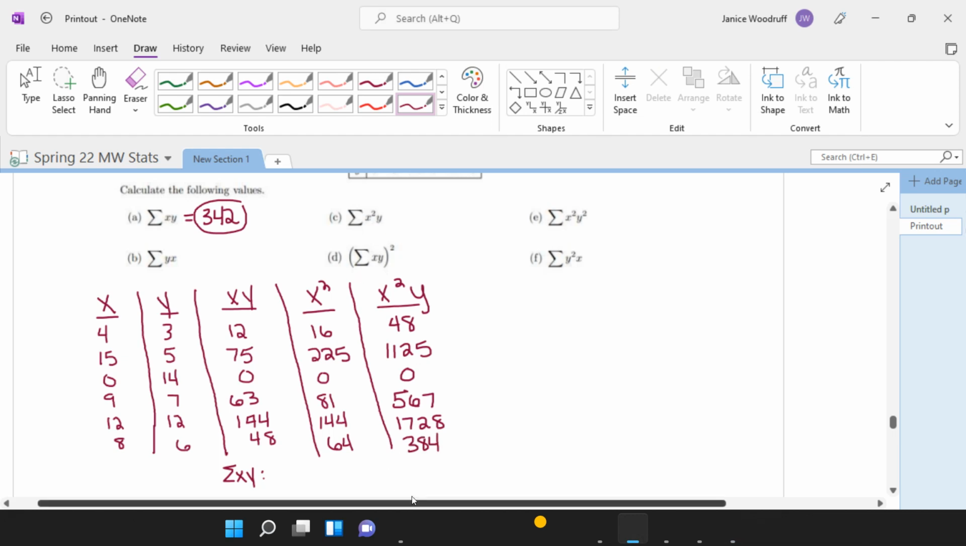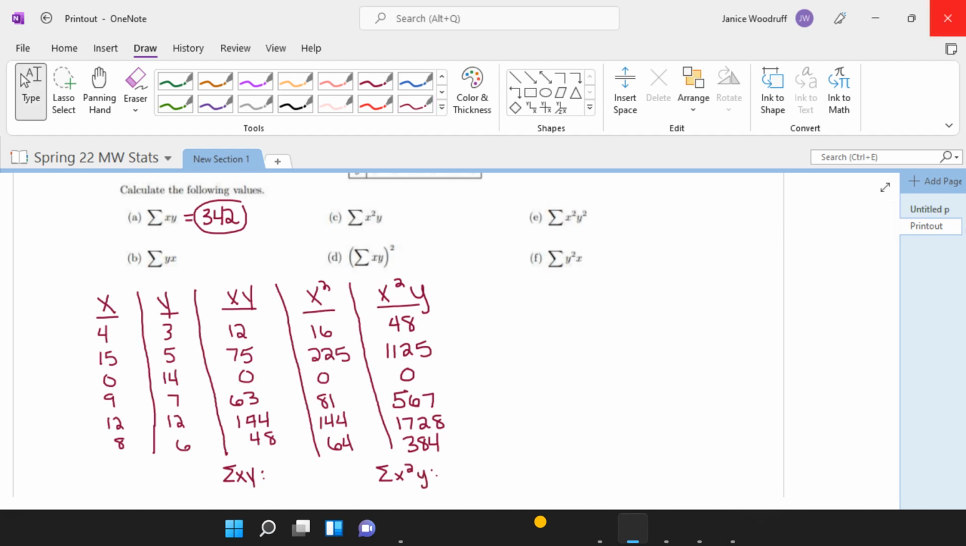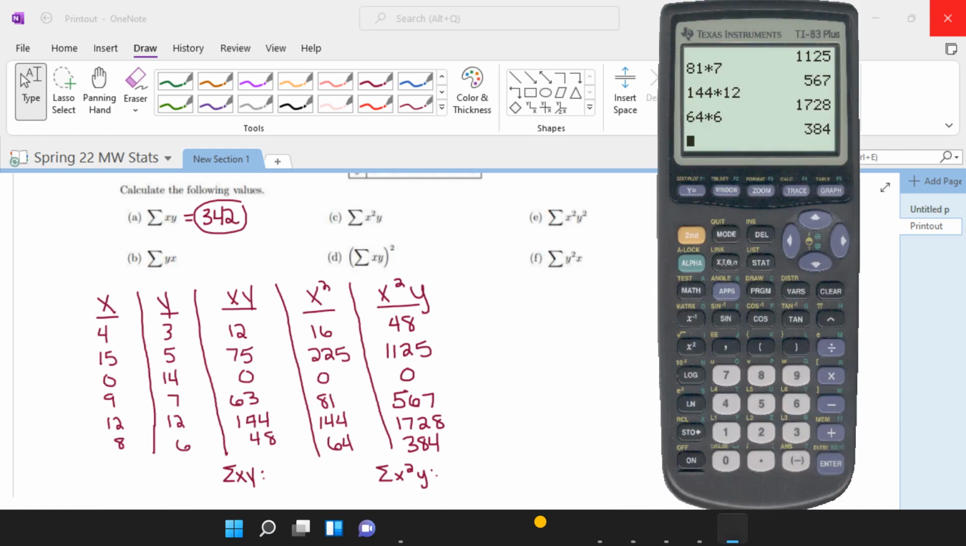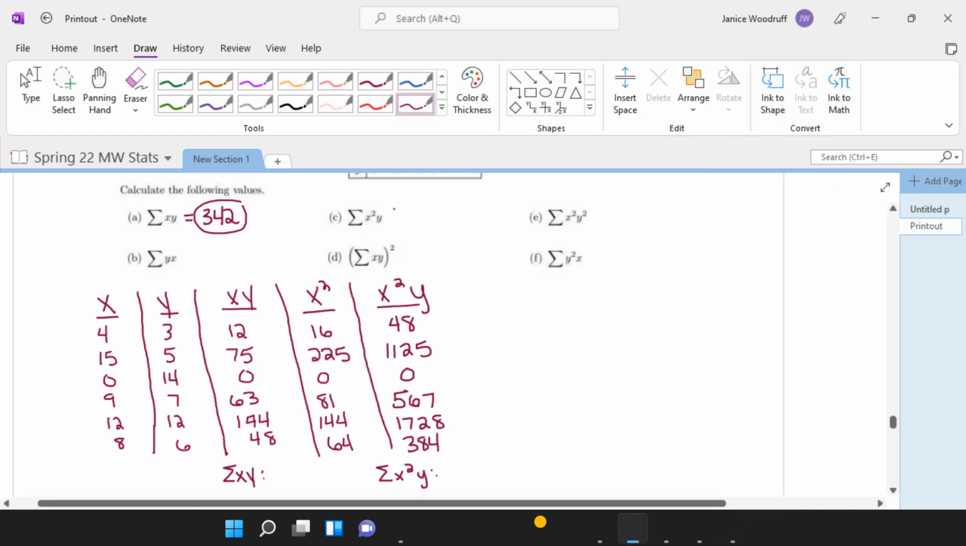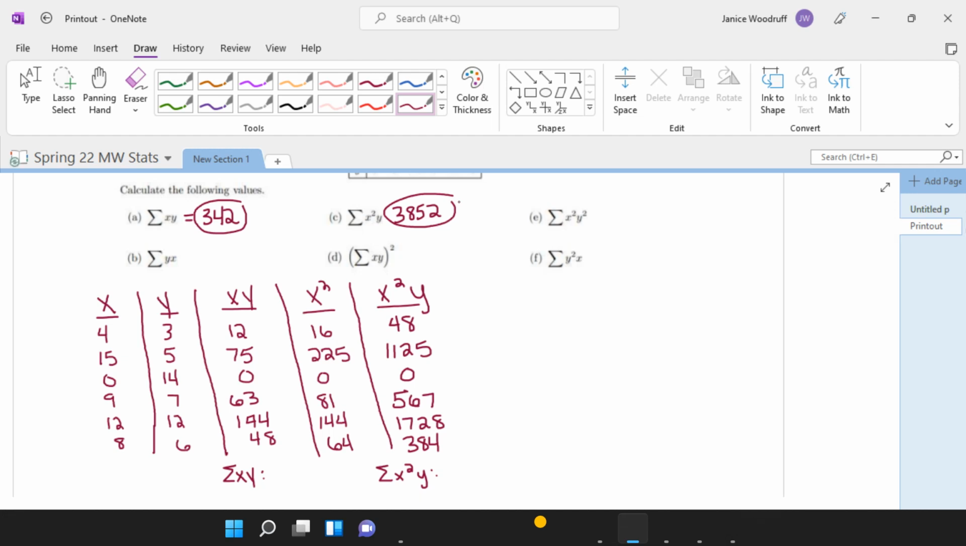And then we add this column. So we'll go ahead and do that. So we have 48 plus 1125 plus 567 plus 1728 plus 384. So 3852. Okay, then if I go over to E, oh, I probably should. You do x squared, then y squared, then you multiply each of those, then you add them together.